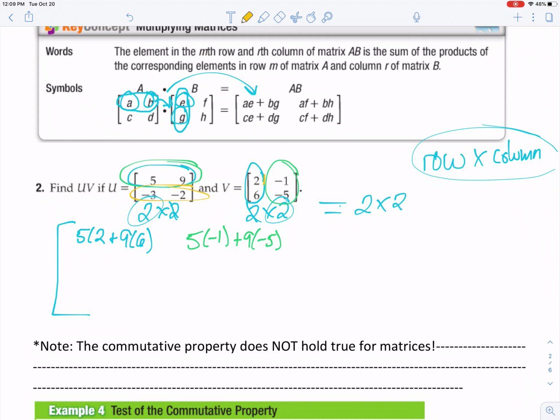If I do second row, first column, then my answer will go in the second row, first column location, and it will be -3 times 6 plus the -2 times 6. Hang on, I messed up. That shouldn't be a 6 there, should it? That should be -3 times 2. And then -2 times 6. I apologize.